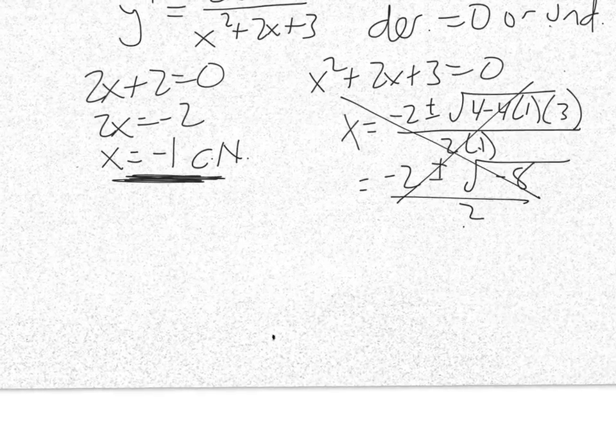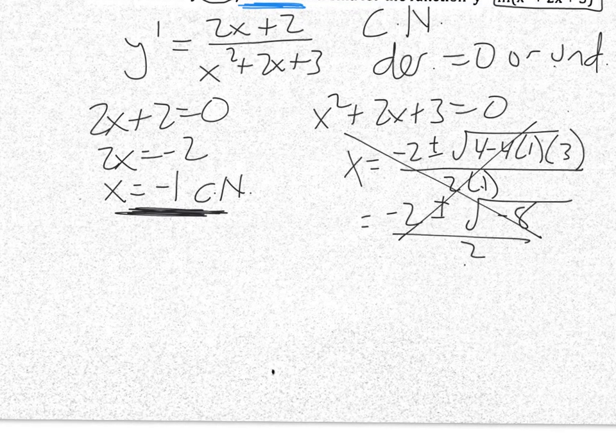So let's do that. Remember what we're looking for. We're trying to find where the derivative is changing from negative to positive or positive to negative. So we set up our number line, and we have y prime. We have negative 1 right here, and we want to see what's going on to the left of negative 1 and to the right of negative 1. So if I put values into the derivative, I have two parts: 2x plus 2, and x squared plus 2x plus 3.